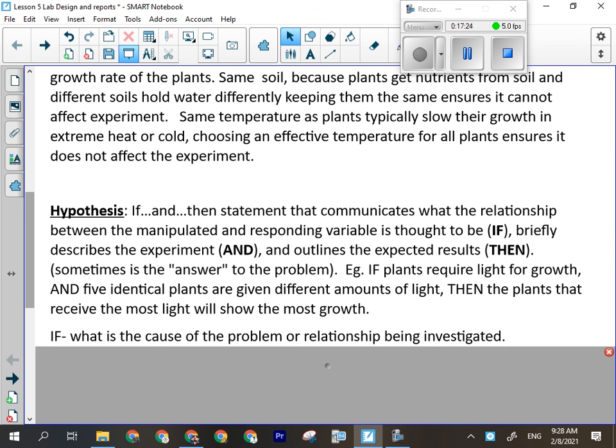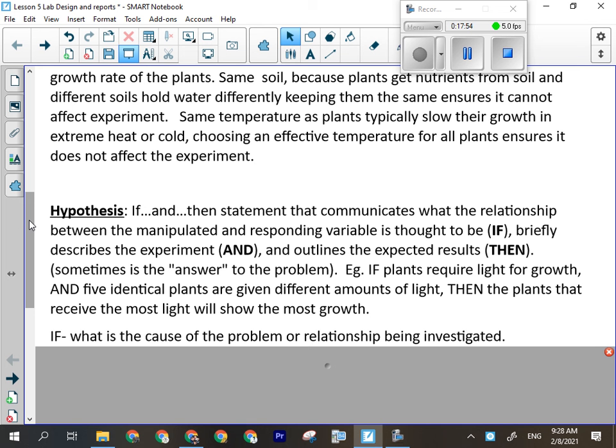If plants require light for growth, so there's my if part. That's the relationship. And 5 identical plants are given different amounts of light. There's my and part. Then the plants that receive the most light will show the most growth. Done. That's a pretty simple hypothesis, because it's a pretty simple experiment. If an experiment is a little more complex, then your hypothesis is going to be a little bit longer when you're explaining the if part, when you're explaining that relationship. This is a pretty simple relationship. This causes this, and we're done.